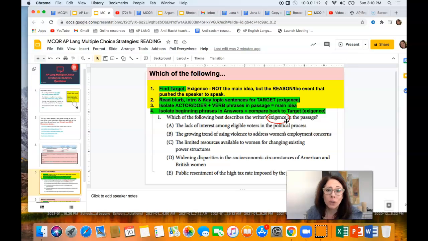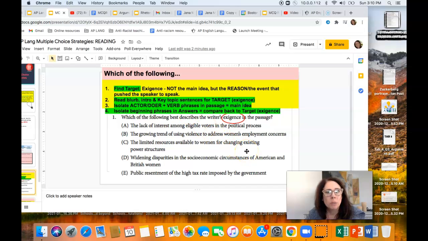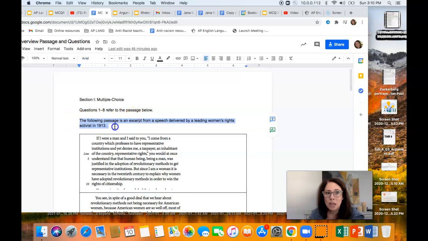And if you didn't know, or if you forgot what exigence means, you could think purpose. You could think, why did the writer write this? It's not necessarily exactly the main idea, right? The main idea or the message is sort of like a product or in relation to the exigence. The exigence pushes it, and the message is sort of what you get as a result of the exigence. So if we're thinking about that, we do need to go back to the blurb, and the blurb is the very top of the passage.